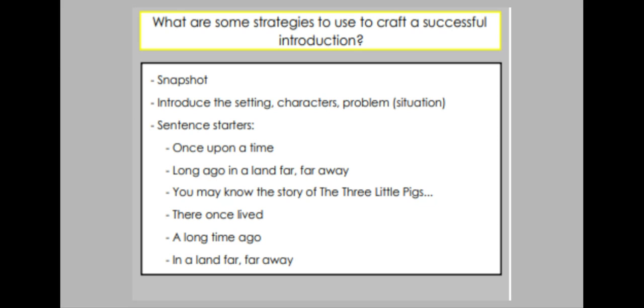Sentence starters: because this is a fairy tale, your story may begin very differently than other narratives you've written in the past. So you might use a traditional sentence starter like once upon a time, or long ago in a land far, far away. Or you may know the story of the three little pigs. There once lived, a long time ago, or in a land far, far away. Of course, you're not limited to those introduction sentence starters, but they are a great starting point if you're not sure where to go.